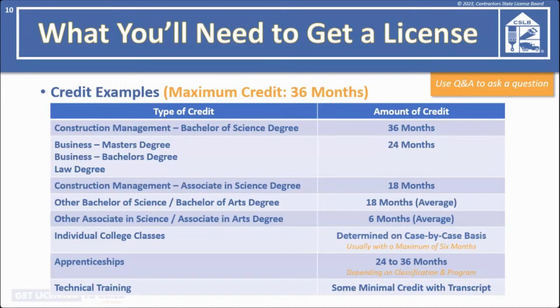For example, a sheet metal worker apprenticeship gets you 24 months of credit for the C20 HVAC and C43 sheet metal classifications only. A lineman apprenticeship gets you 36 months in a C7 low voltage and C10 electrical classifications only. If you have transcripts for other technical training you've taken, you might be able to get some minimal credit as well. Again, do not use your educational credit to try and squeak by the 4-year or 48-month requirement.